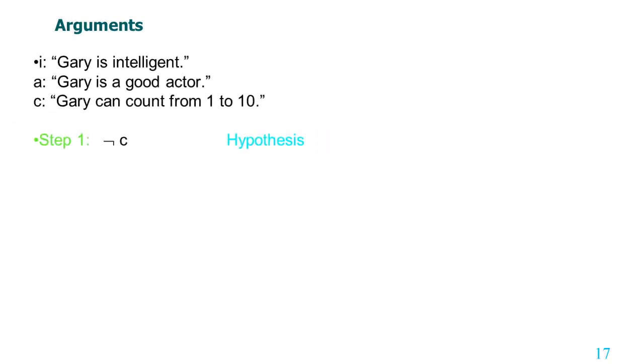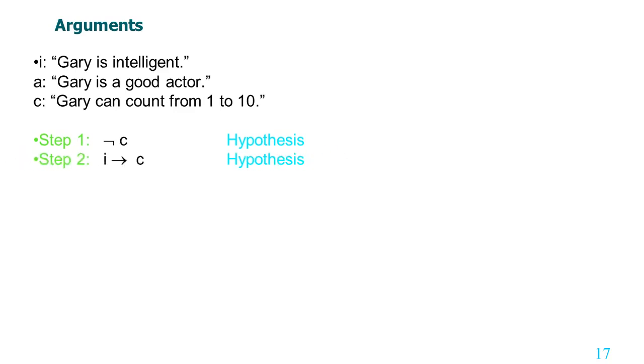In the last example, we use some rules to find the conclusions. There are 3 statements: I, Gary is intelligent; A, Gary is a good actor; and C, Gary can count from 1 to 10. The first statement is not C. Not C is a hypothesis, since not C means Gary cannot count from 1 to 10. This is a hypothesis. That means it is either logically derived from the statements or it is given in the group of statements.